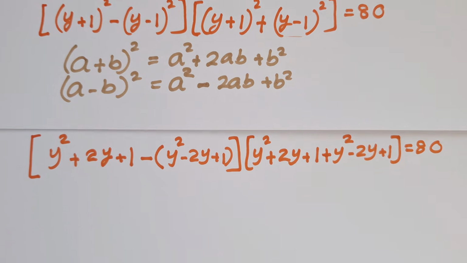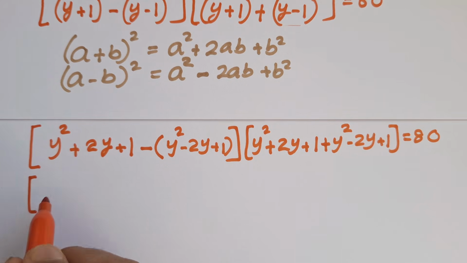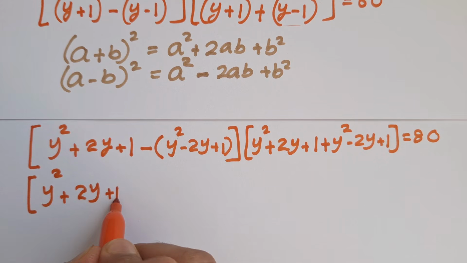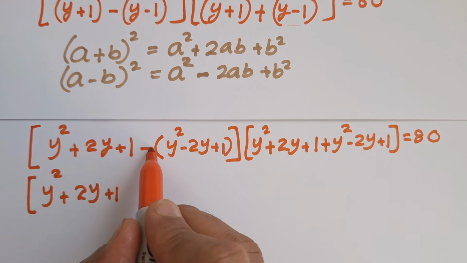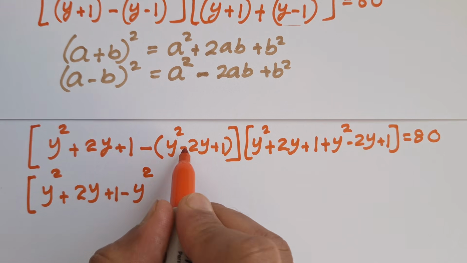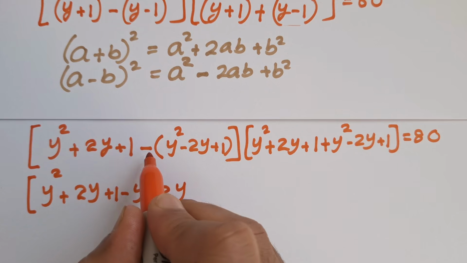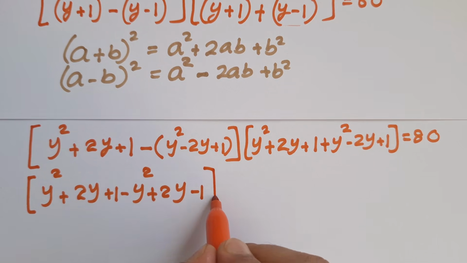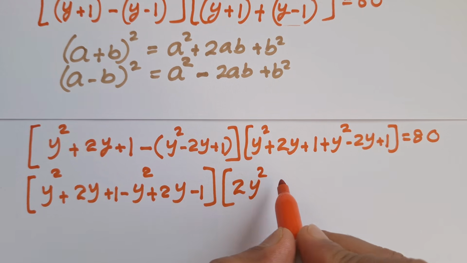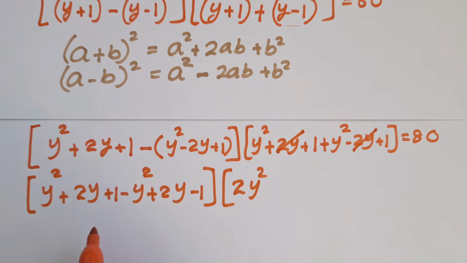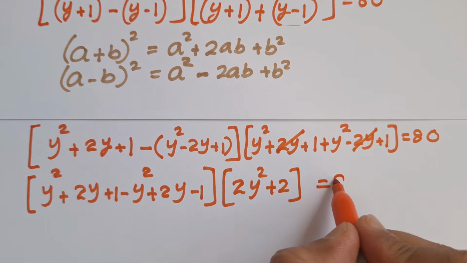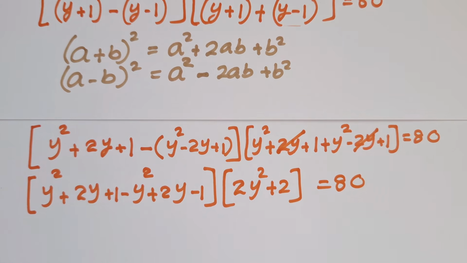Now in the first bracket, I can simplify further. Then we will have y squared plus 2 times y plus 1. Then the bracket should be multiplied by minus 1, so I will have minus y squared. Minus times minus is plus, so plus 2 times y. Minus times plus is minus, so I will have minus 1. Then the y squared terms and 2 times y and minus 2 times y are going to cancel out, plus 1 and plus 1 is equal to plus 2, is equal to 80.